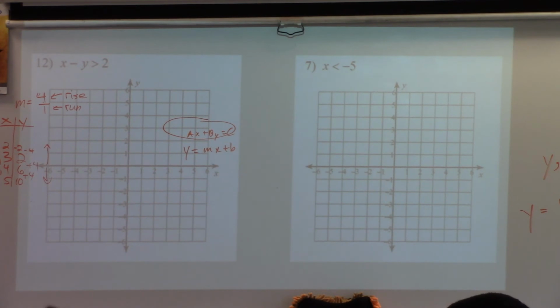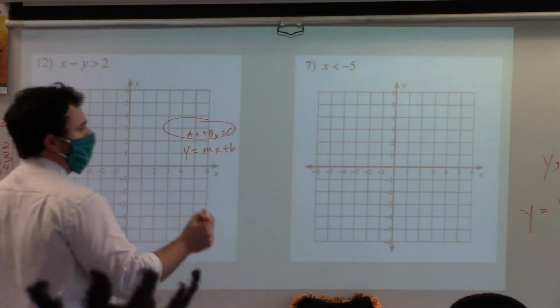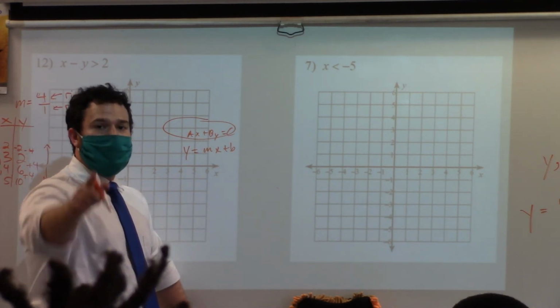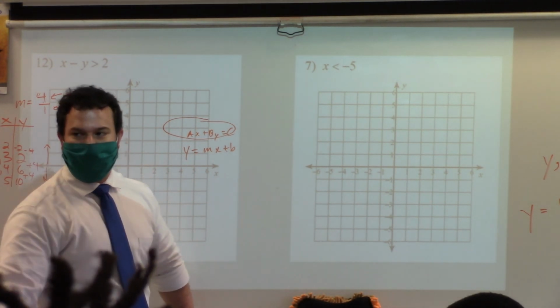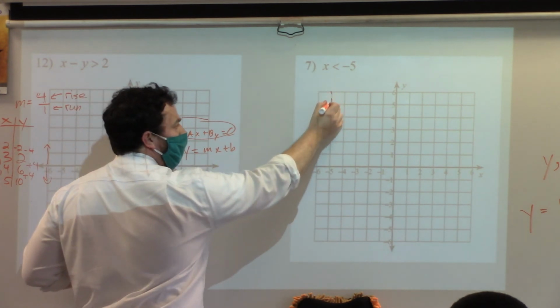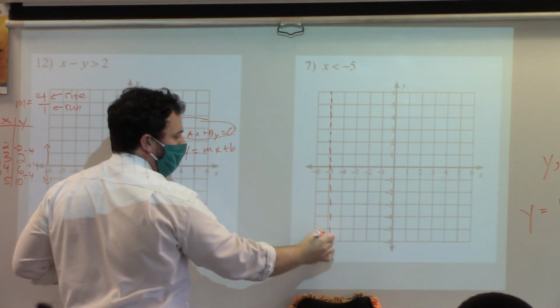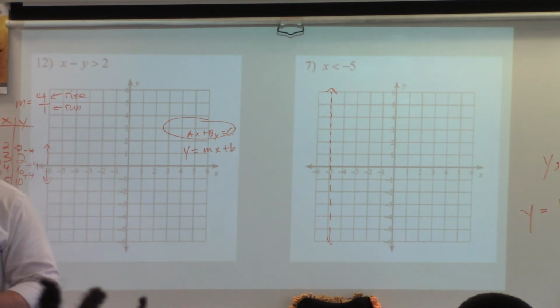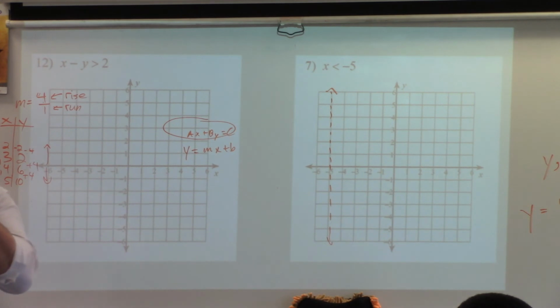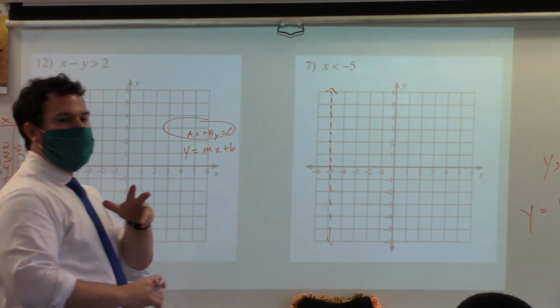What direction is that line going? It's going up. What direction is the boundary line going? So vertical. Now, why would that vertical boundary line be dashed? Because it's not equivalent. Not equal to, not equivalent.